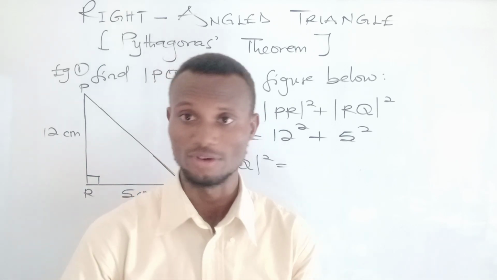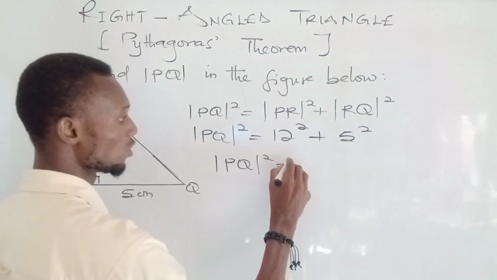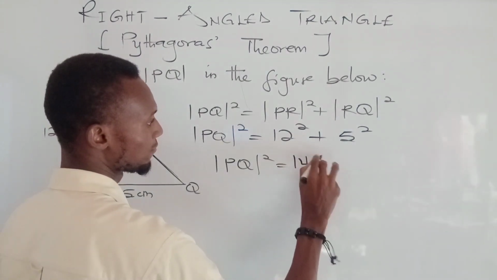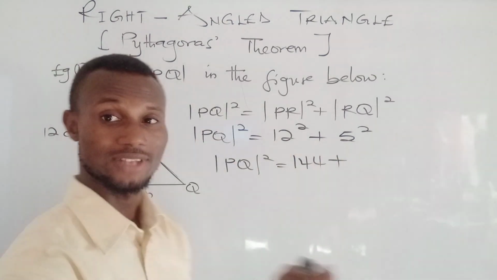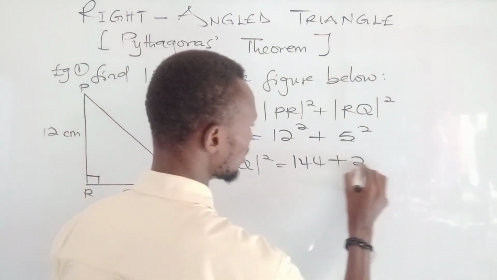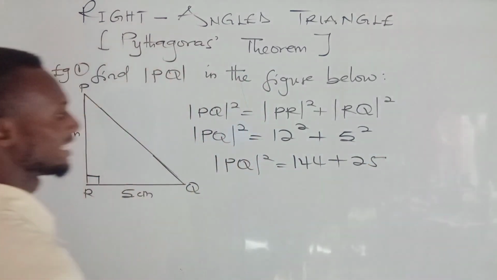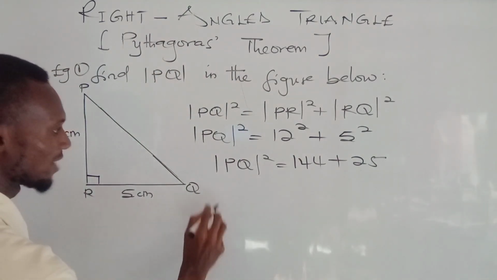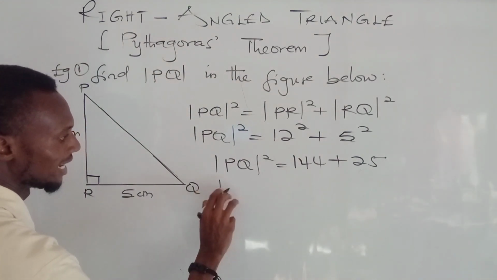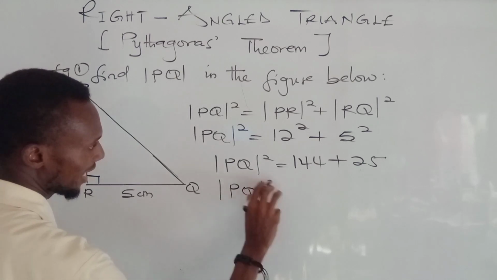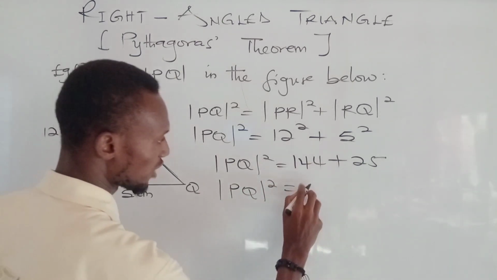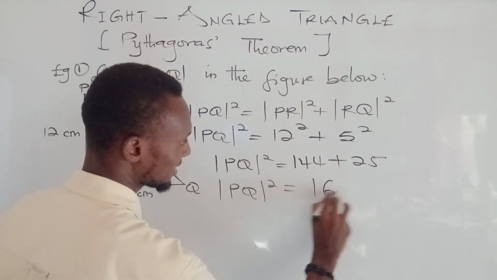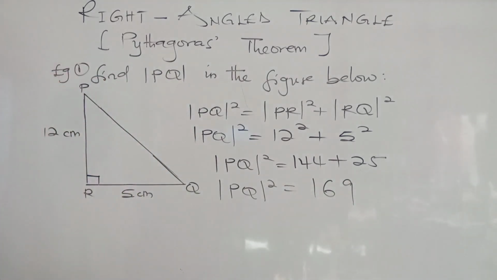It means 12 times 12, and 12 times 12 will give you 144, plus 5 squared also means 5 times 5, which will give you 25. Then let's go ahead and simplify further. So I'm going to repeat my line PQ squared, which will be equal to 144 plus 25, which is going to give you 169. I hope you agree with me.